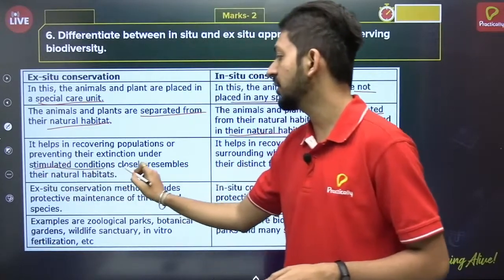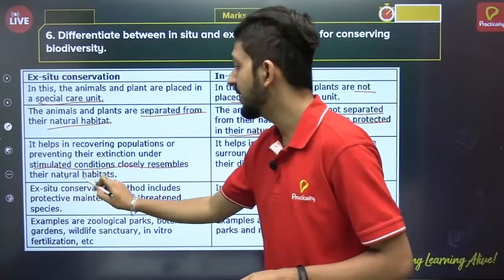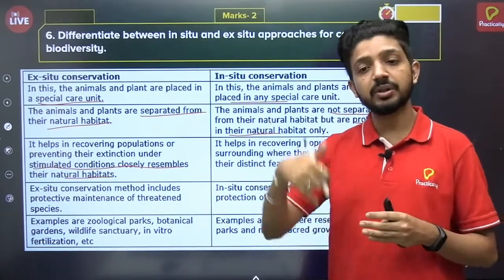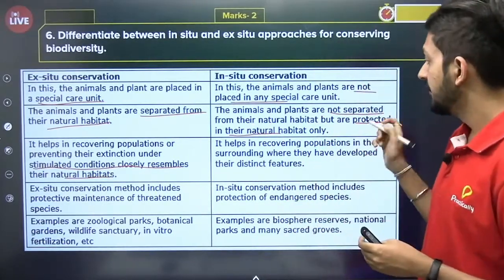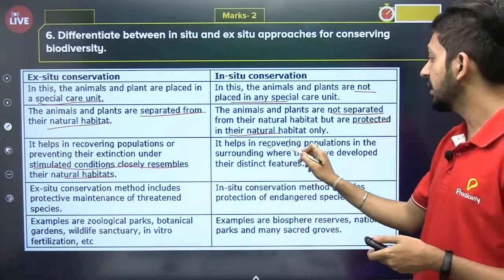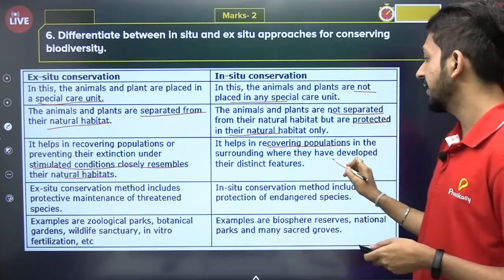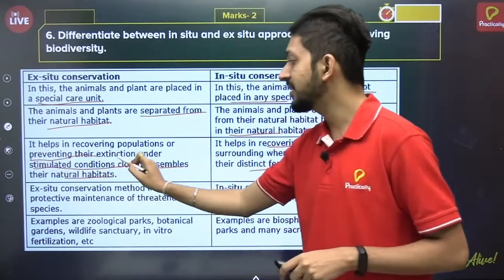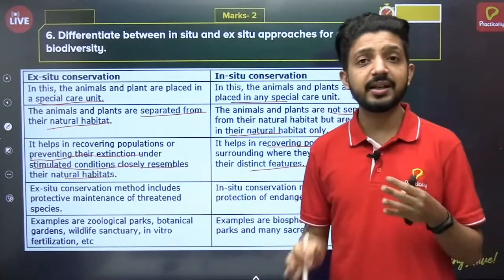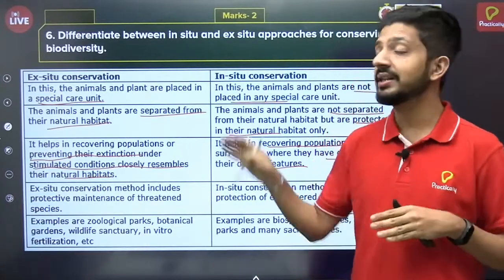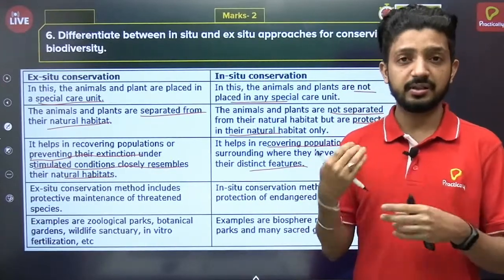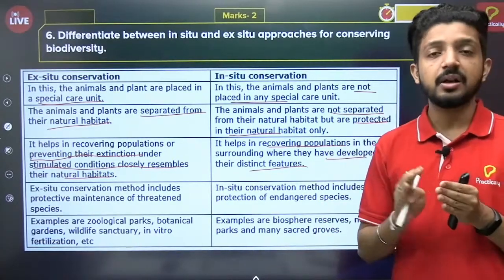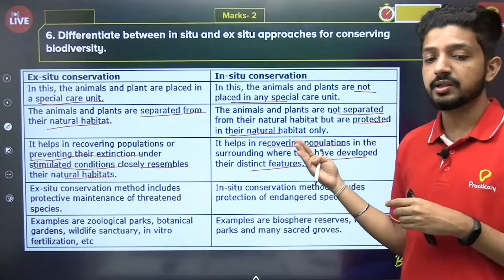Then it helps in recovering populations or preventing their extinction under simulated conditions. Simulated conditions closely resemble their natural habitat. So they make the habitat in such a way that it will resemble their original habitat. Whereas here they help in recovering the population in surroundings where they have developed their distinct features. So this is specially used for preventing extinction. When a particular species is so less in number and on the verge of extinction, then the ex situ way of conservation is used. But if that species is present and you just have to increase the population, then in situ will be used.